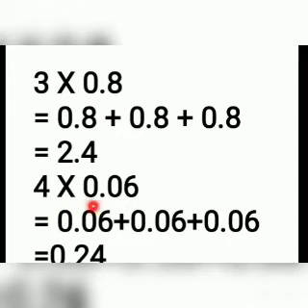Similarly, 4 into 0.06. What does it actually mean? We are adding 0.06 how many times? 4 times, and we get the answer 0.24. Here also, after the decimal point, how many places do you have? 2 decimal places, and in the answer also after the decimal point you have 2 places. So what did you understand from this? In the question, after the decimal point, how many places are there? We are having a similar number of places in the answer, isn't it?